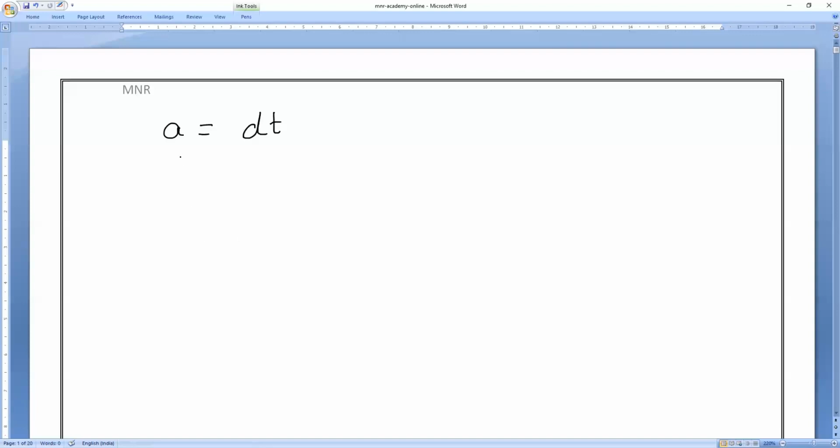We all know acceleration means rate of change of velocity. Those who do not understand, you have to watch the videos; unless you watch the videos, you cannot understand these things. So acceleration is equal to dv by dt. Is it right or wrong? Yes, sir. So instead of a, I will write dv by dt.